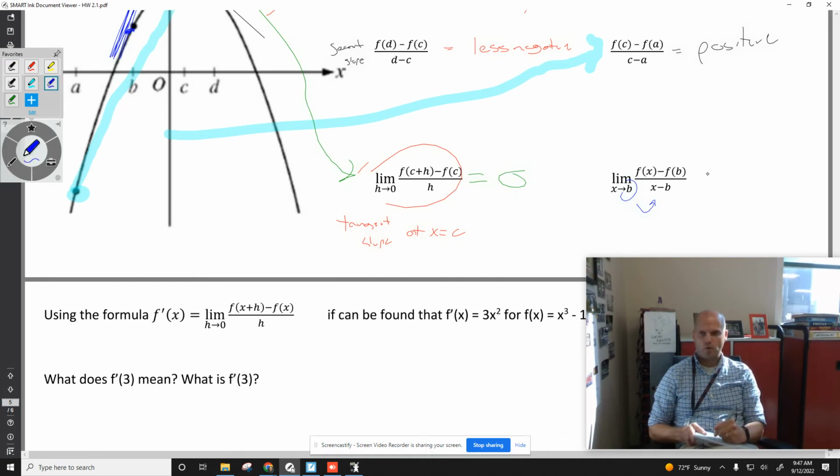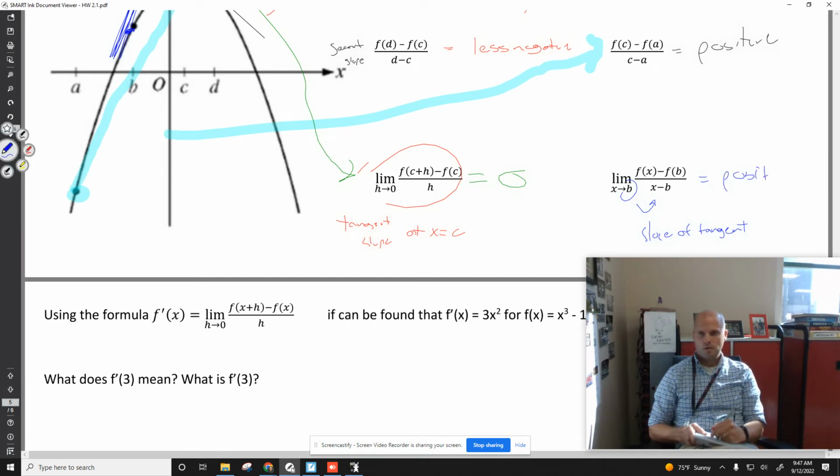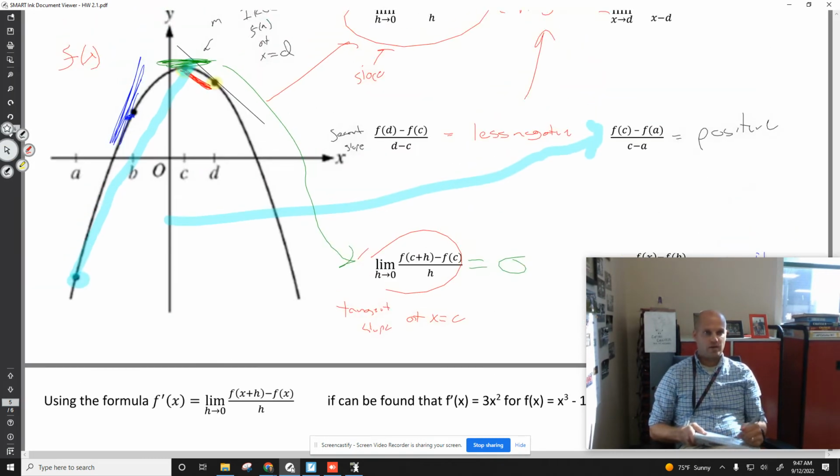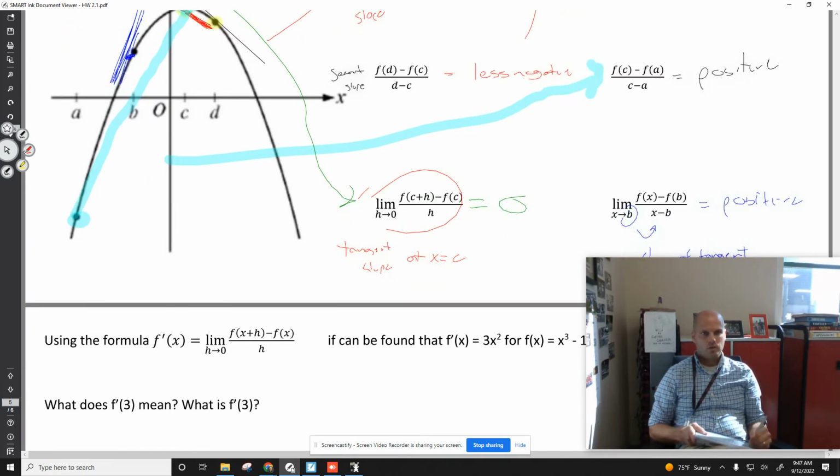This, again, is a slope formula. This is just the slope of the tangent. This is the instantaneous rate of change. This is the derivative at b, which is probably more positive than any other value. It's probably more positive than the secant slope.